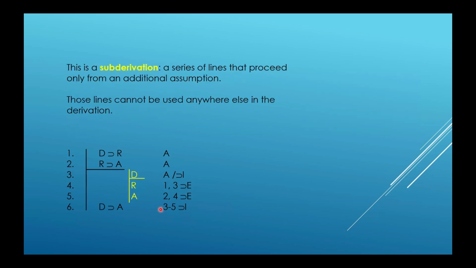So let's look at some of the terminology here. Make sure that all the terminology is clear. So this is a subderivation. It's a series of lines that proceed only from an additional assumption. And what's key about this is that the lines in the subderivation cannot be used anywhere else in the derivation. This is why they're marked off the way that they are, to indicate that they follow from this additional assumption and you can't touch them.